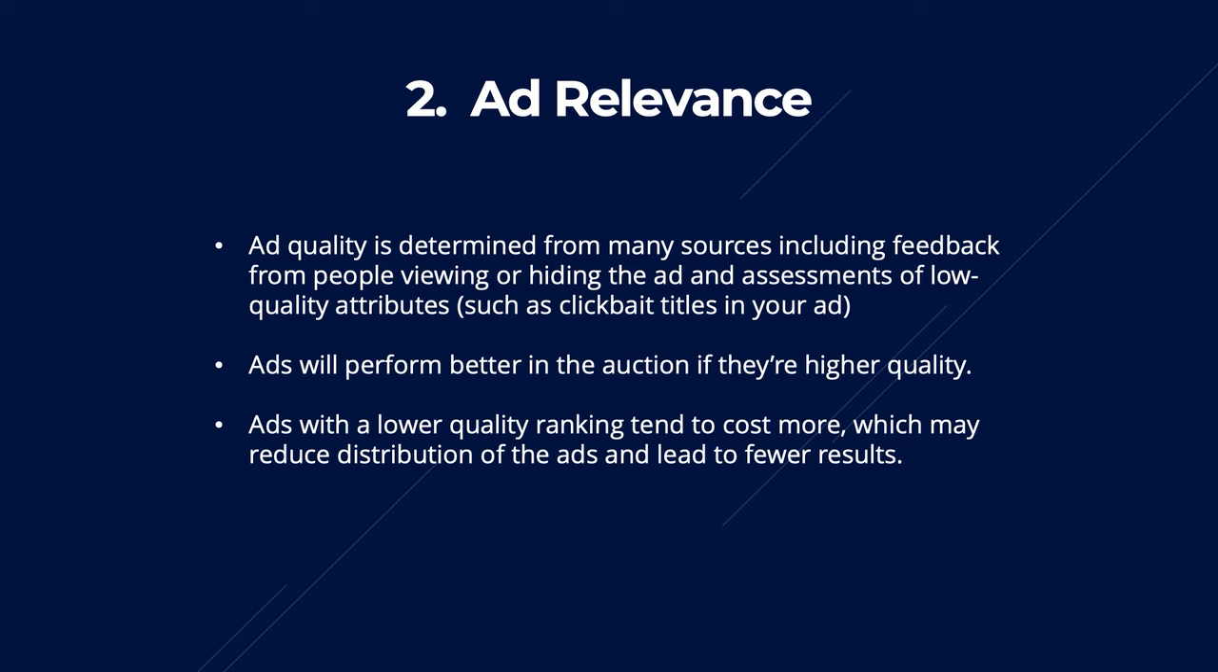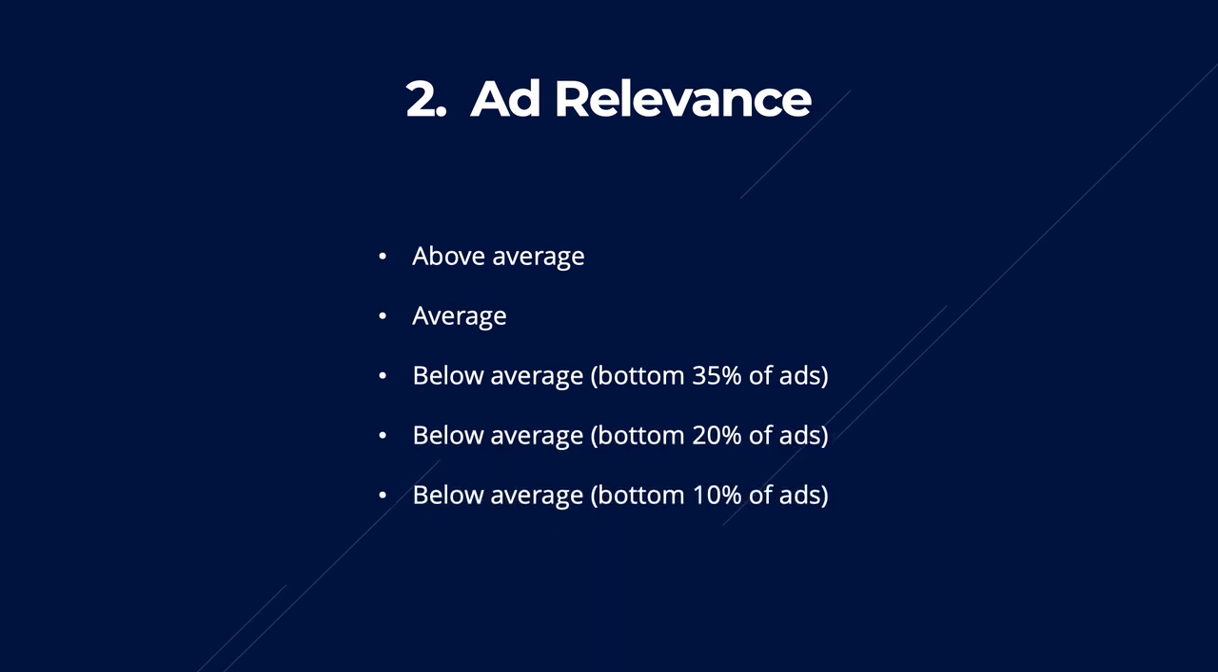So when it comes to ad relevance, there are 5 categories your ad can be classified in total. We have number 1, which is above average. So this is the highest category your ad can be placed in. If you see this, it means your ads are all going really well and you're doing everything great. Then below that, you're going to have average, which is obviously second. Then we have 3 more options below that, which are all below average, and they're broken out by percentages. So we have below average, bottom 35% of ads. We have below average, bottom 20%, and we have bottom 10% of ads.